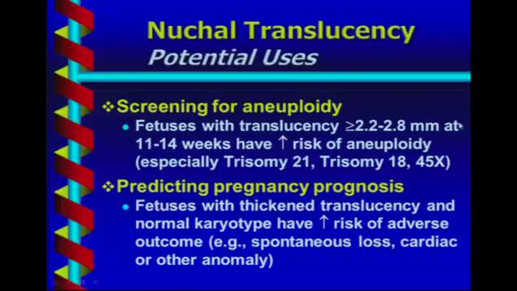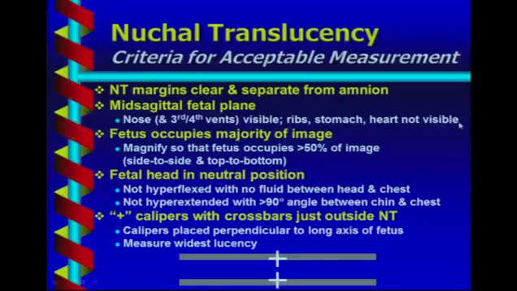in that fetuses with a thickened nuchal translucency, especially above 3 millimeters, and even if their karyotype is normal, have an elevated risk of adverse outcome, including spontaneous pregnancy loss and cardiac anomalies. Very important to measure the nuchal translucency accurately because it's such a small measurement. There are very specific criteria for its measurement.